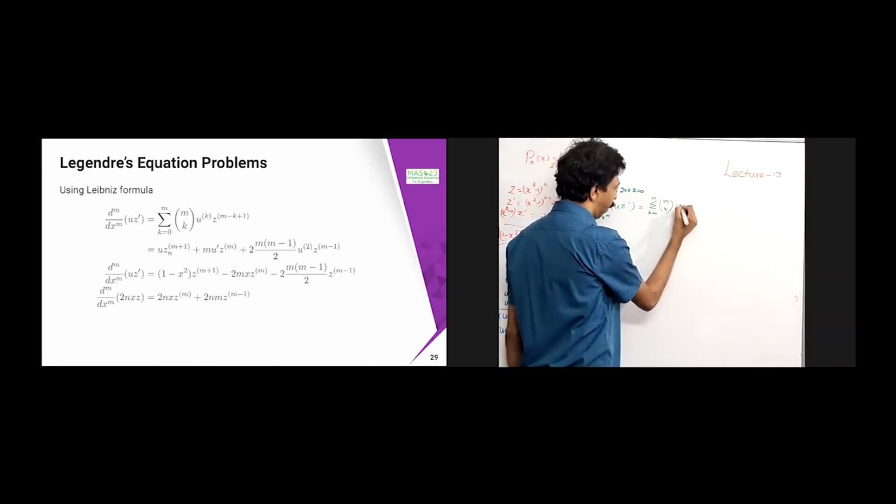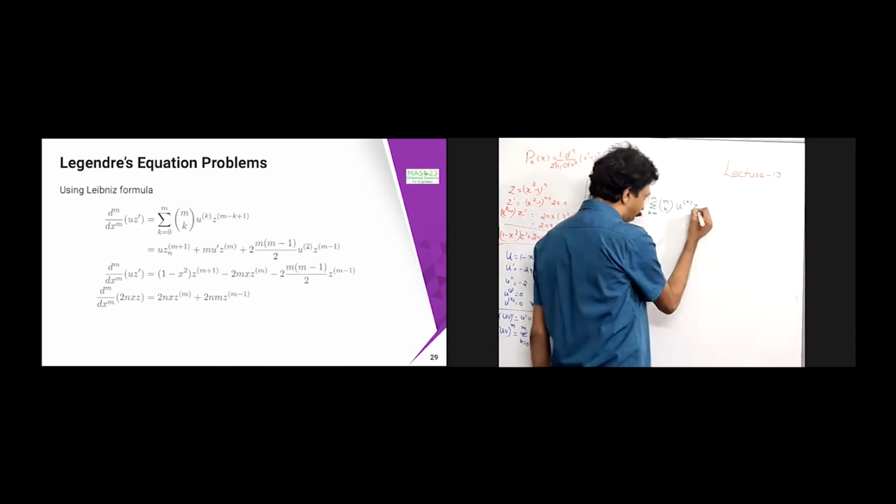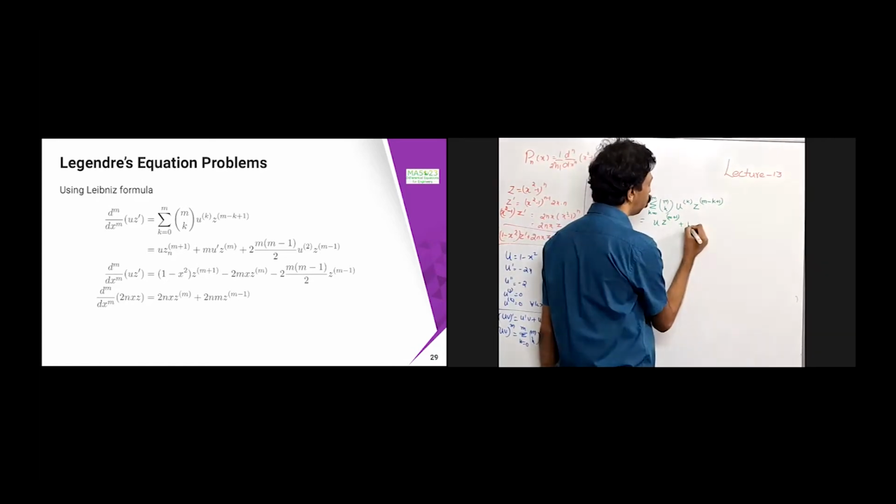So this is going to become d power m by dx power m of u z dash. First I am going to find this one. That is going to become the summation k equal to 0 to m of mCk u power k z power m minus k plus 1. Now I can write u power k equal to 0 for higher terms. Therefore u is going to come, this is going to become z power m plus 1, then u dash, and mCk, therefore m is going to come.